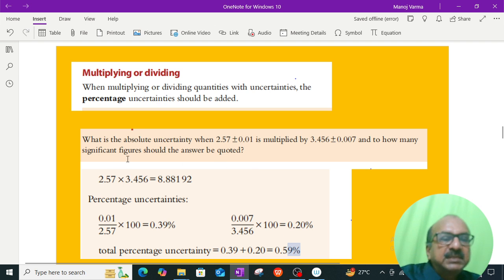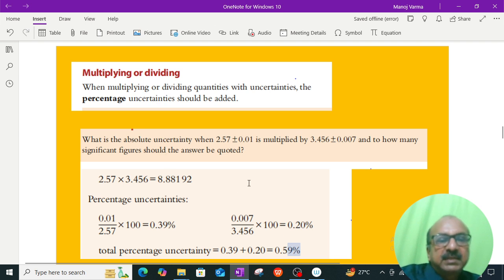And how many significant figures should the answer be quoted to? So let us first simply multiply the two numbers, that is 2.57 and 3.456. On multiplication, by using a calculator, you get this particular number. It has too many significant figures, but let it remain like this for the time being.